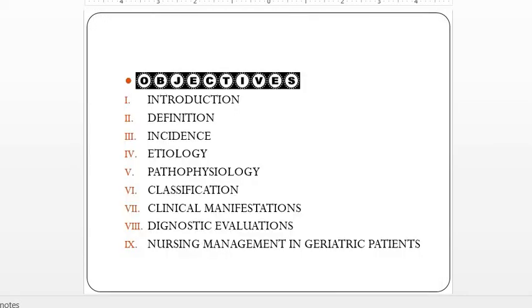Let's begin with the topic objectives: introduction, definition, incidence, etiology, pathophysiology, classifications, clinical manifestations, diagnostic evaluations, and nursing management in geriatric patients, or normally in everyone.